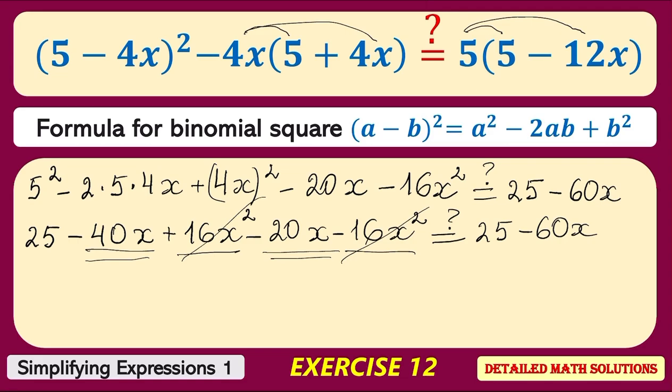And then what I have is 25 minus 40 and 20, 60x. And we can see that it does equal 25 minus 60x. Both expressions simplify to the same terms. Therefore, they are equivalent.